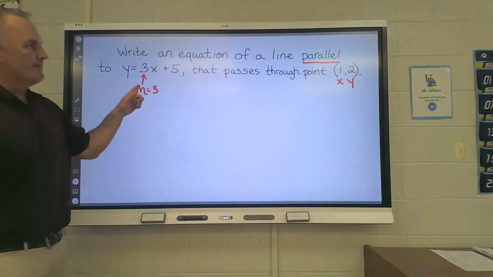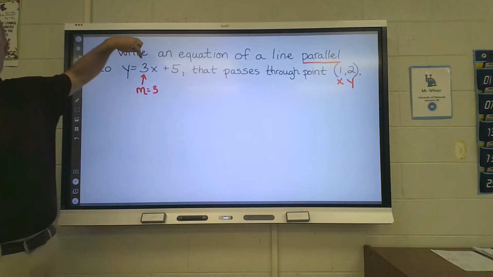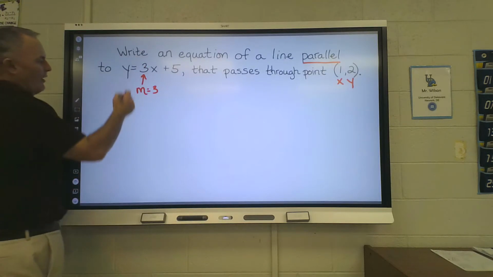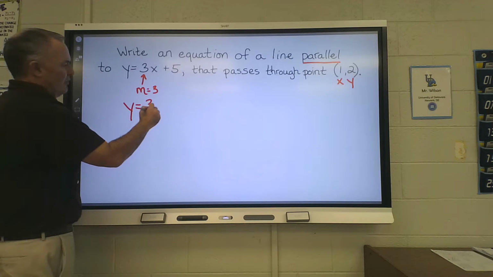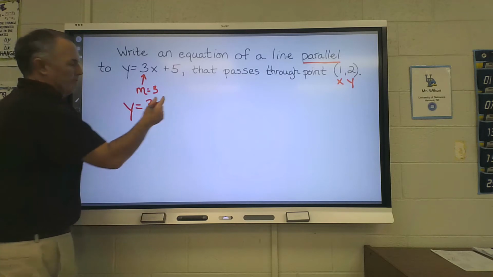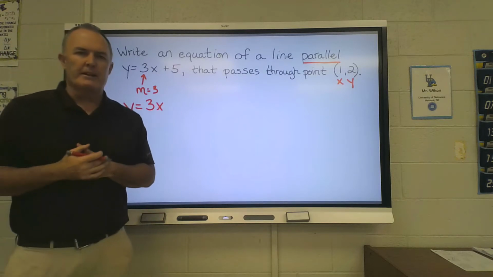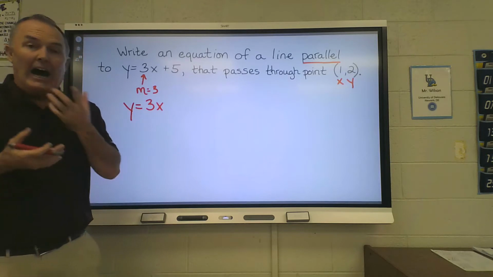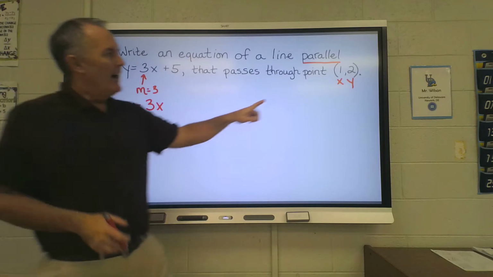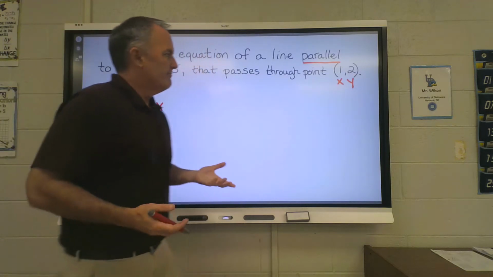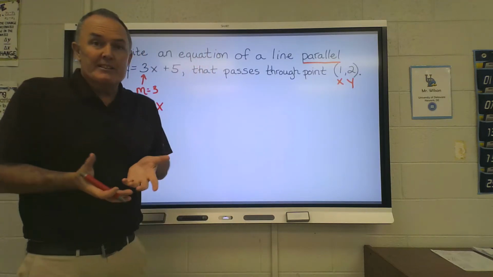So if I want to write an equation parallel to this, I can start off by saying y equals, I'm going to use the same slope, 3x. What do I put for plus b? I can calculate it. I have my slope, and I have an x and a y value. So let's use slope-intercept form to solve for b.